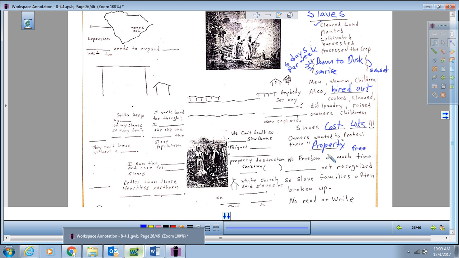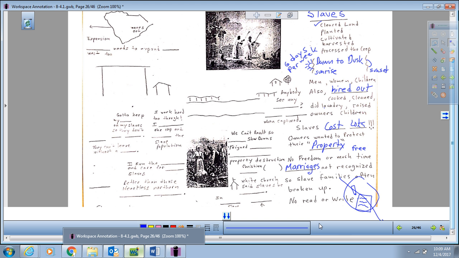And even though slaves got married, the marriages were not recognized as legal or binding. So slave families were often broken up. And of course, no learning to read or write, because otherwise you might learn about the North being sympathetic to slaves and try to escape there.